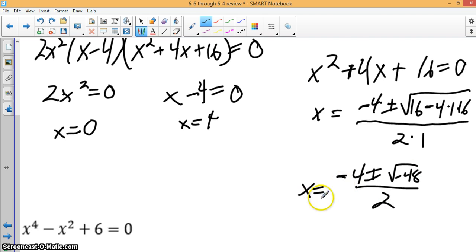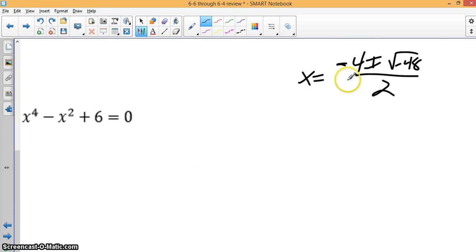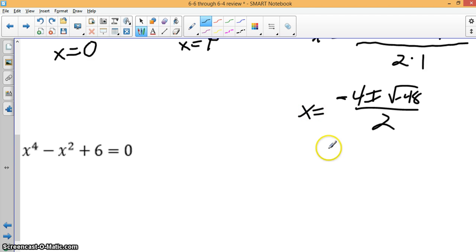Alright, and so we simplify this, and this problem keeps on getting longer and longer. We get x equals negative 2 plus or minus, so we split it up over 2. Negative 4 over 2 is negative 2. Still divide by 2 in the second half. The square root of negative 48 works out to be 4i times radical 3.